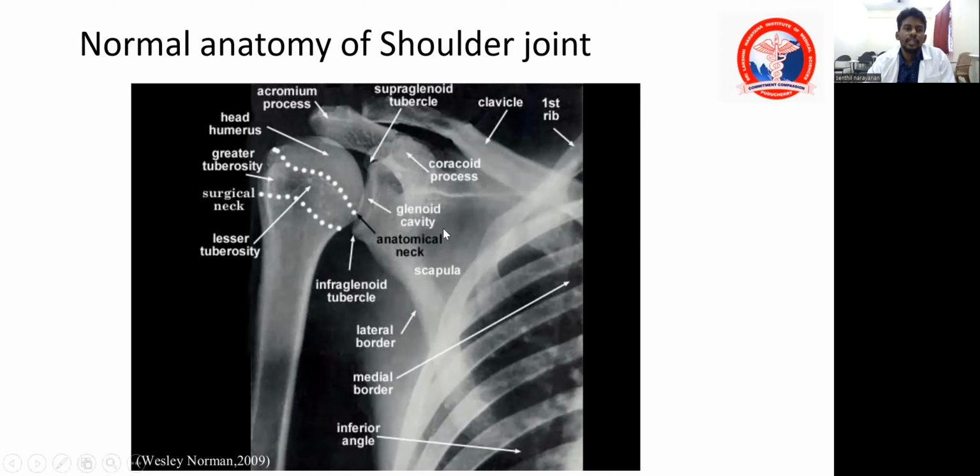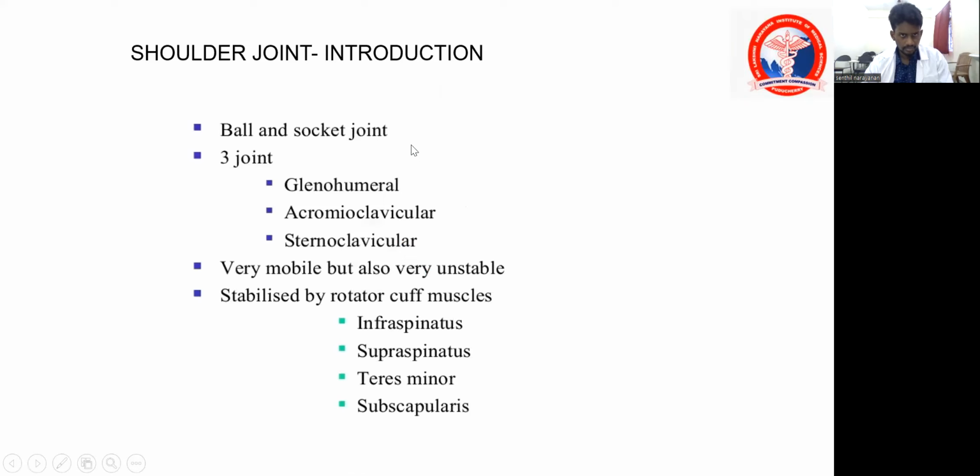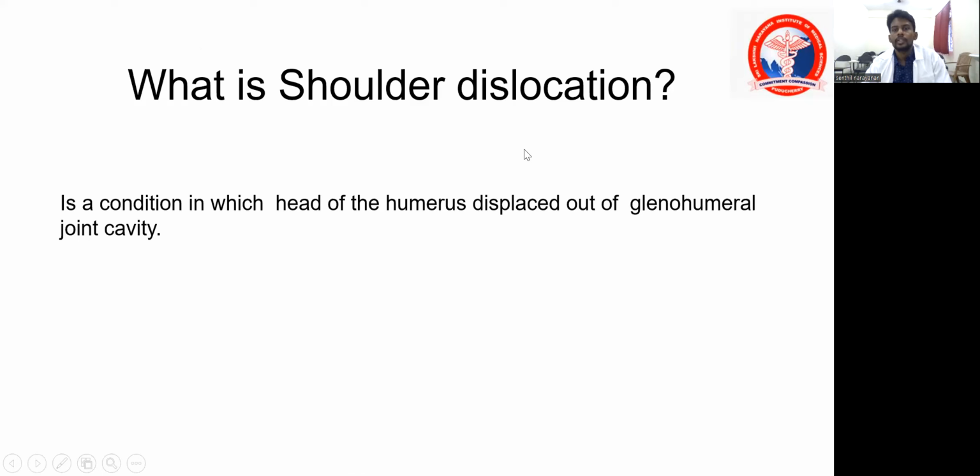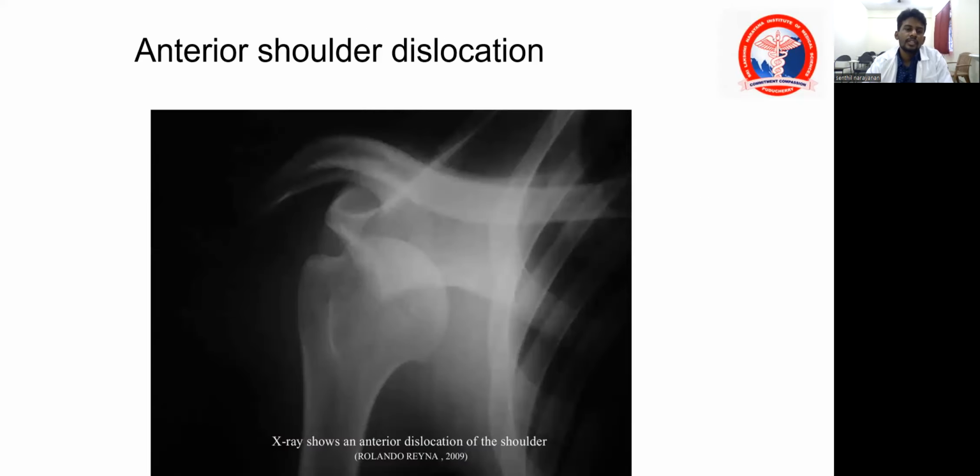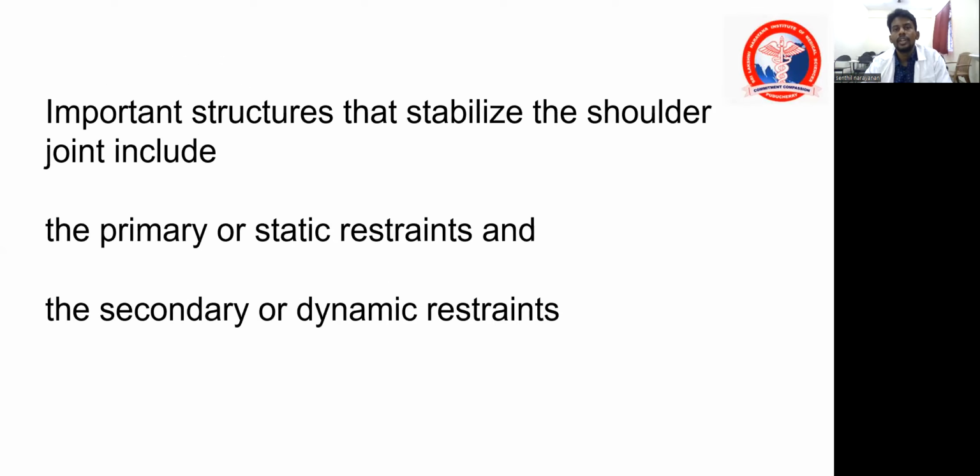You can see the bone anatomy, the glenohumeral joint. Here there is the acromion process of the scapula, and there is the clavicle. So the shoulder comprises the glenohumeral, acromioclavicular, and sternoclavicular joints. And the dynamic structures are the rotator cuff muscles: supraspinatus, infraspinatus, teres minor, teres major, and the subscapularis. Supraspinatus, infraspinatus, teres minor, and subscapularis are the rotator cuff muscles. And we have the biceps and deltoid giving dynamic stability to the shoulder joint. If there is any disruption in these structures, we get a dislocation.